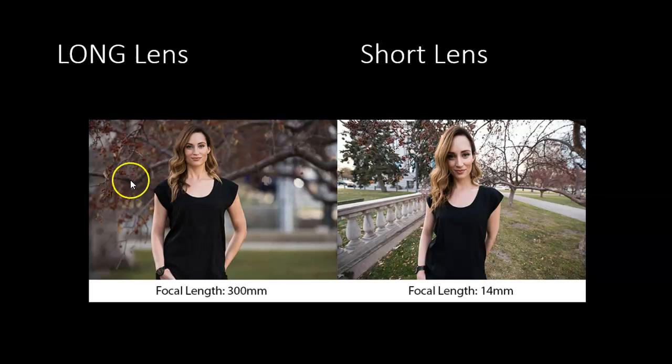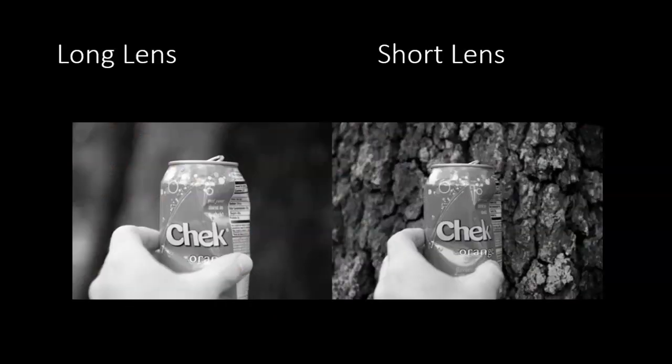But you can also see how the depth of field is really shallow. Everything is pretty much out of focus except for the subject. Whereas with a short lens, the character's features are distorted heavily, but you've got this great depth of field. Everything pretty much is in focus, and it exaggerates that depth. Here, on the left, it exaggerates the shallowness of the shot.